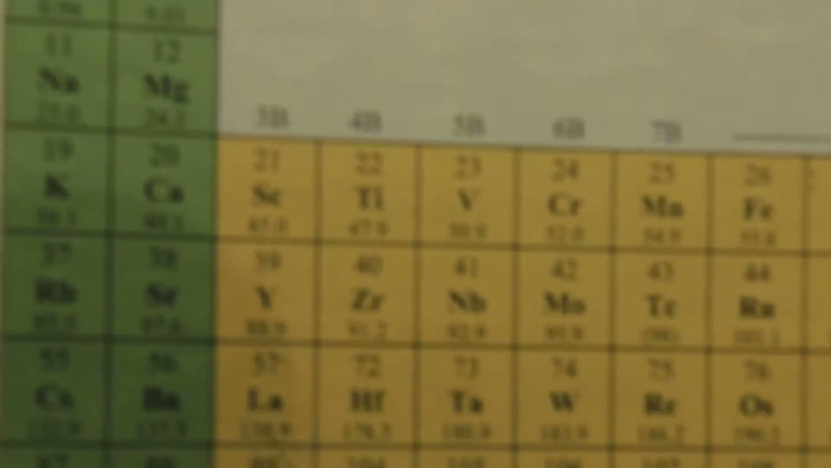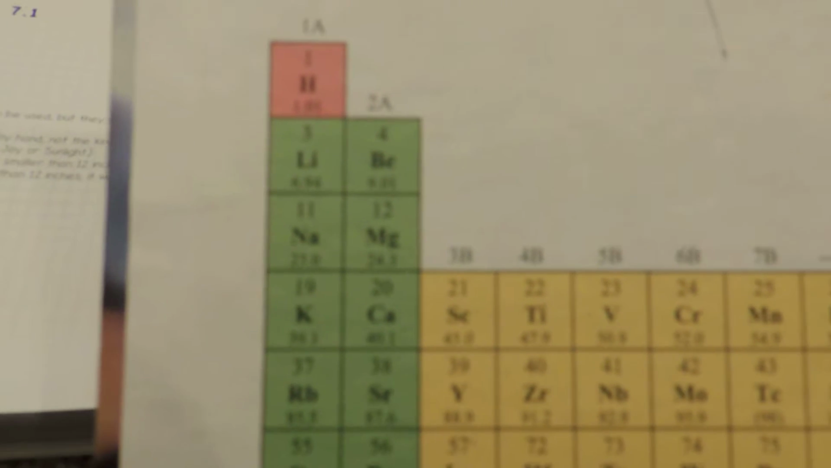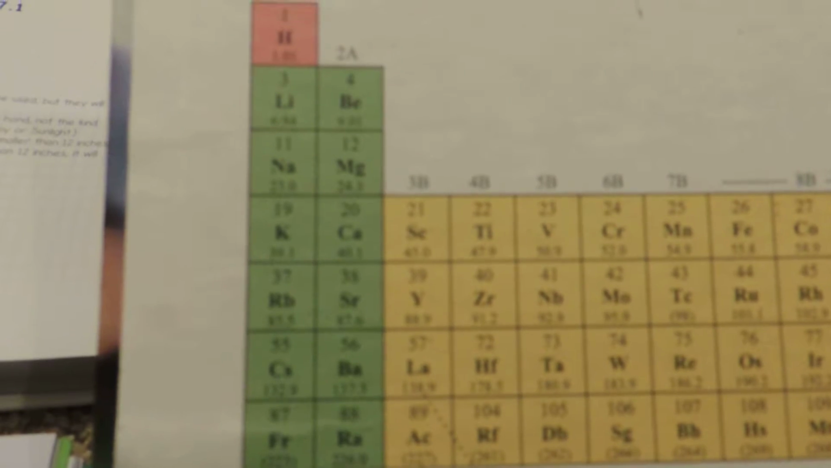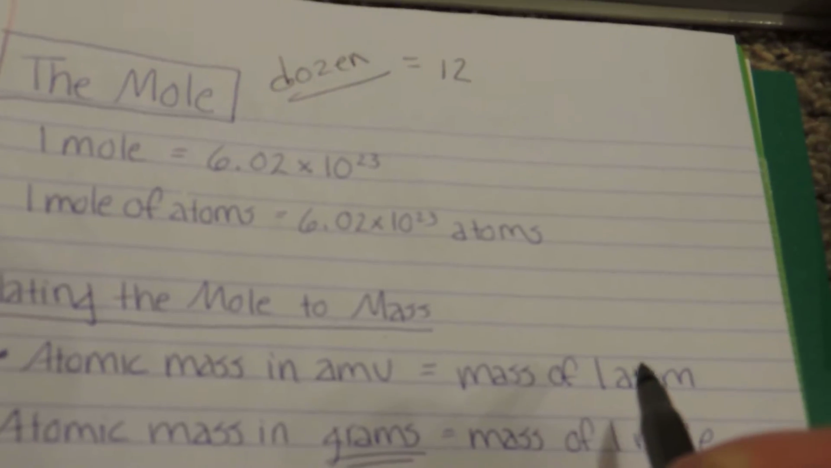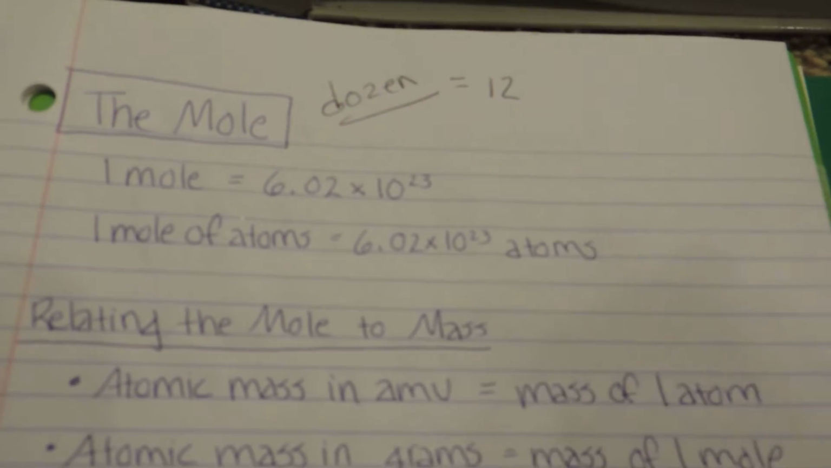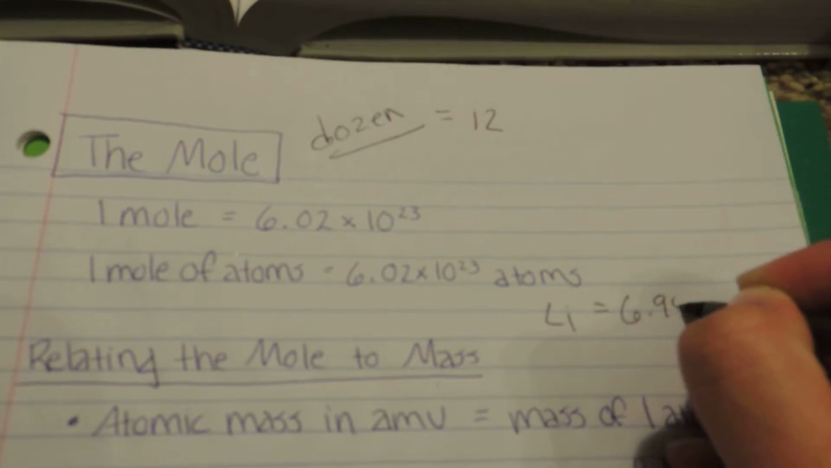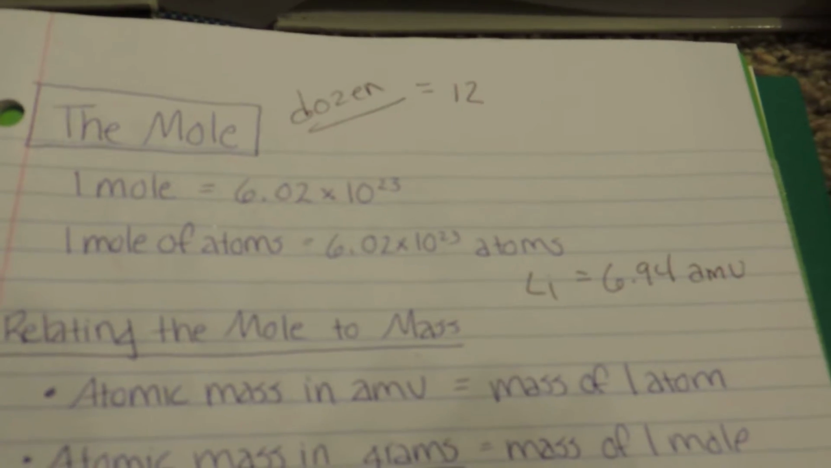Now what we're going to try to do in this video is relate the mole to mass, specifically the mass found on the periodic table. The number at the very bottom of the periodic table is the atomic mass of something. Like here with lithium, I'm trying to get it in focus, but it's definitely not. Lithium is 6.94. That atomic mass, if it's in AMU, tells me the mass of 1 atom. So if I have 6.94 AMU, that's the mass of 1 lithium atom.